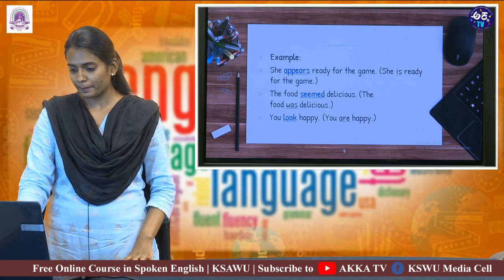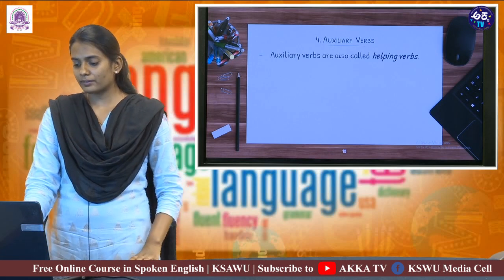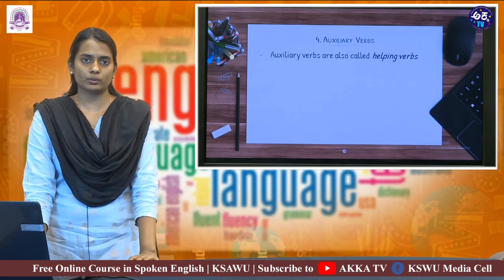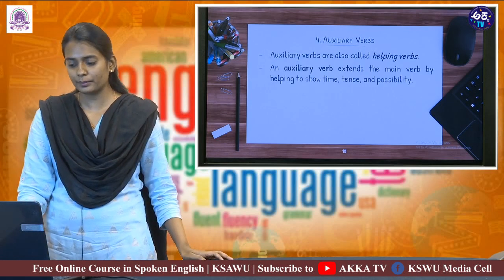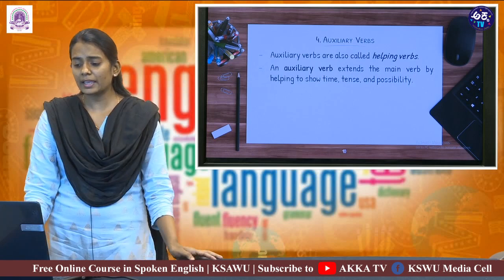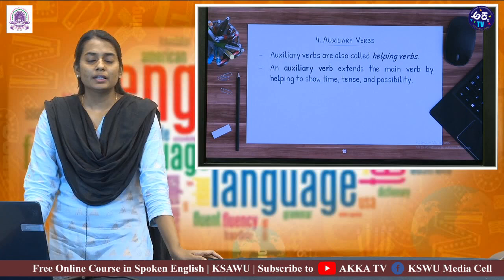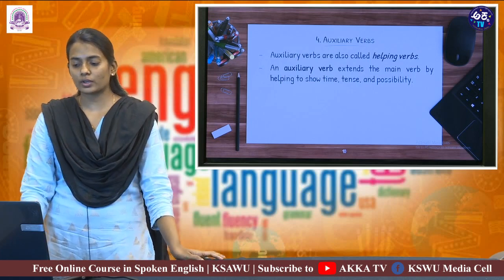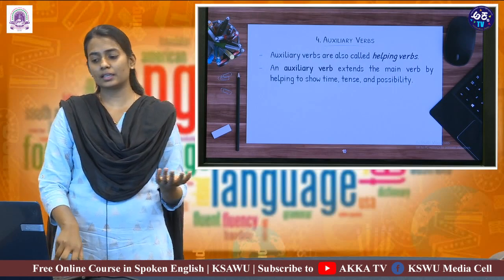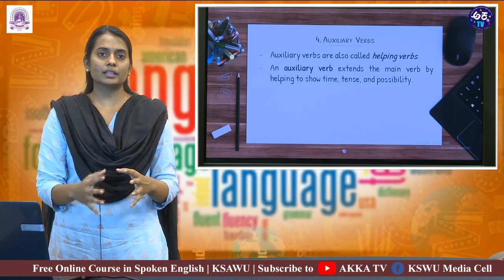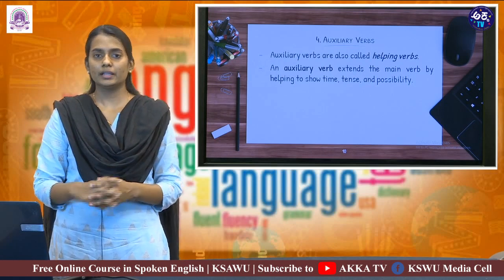Then the next type is auxiliary verbs. Auxiliary verbs are also called helping verbs. They extend the main verb by helping to show the time, tense and possibility. So what an auxiliary verb does is that the helping verbs will be telling us in which tense the time is and what the possibility is, what happens and what doesn't.